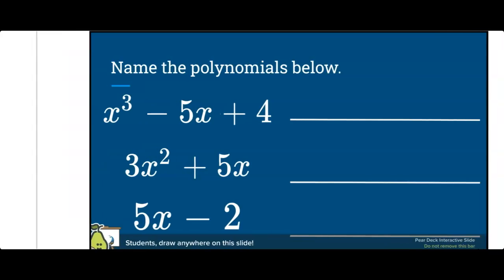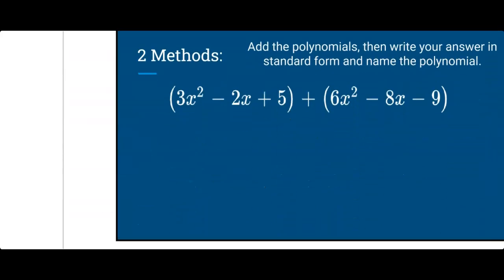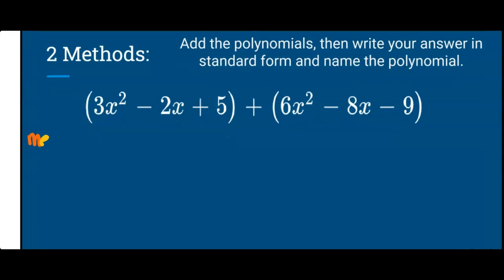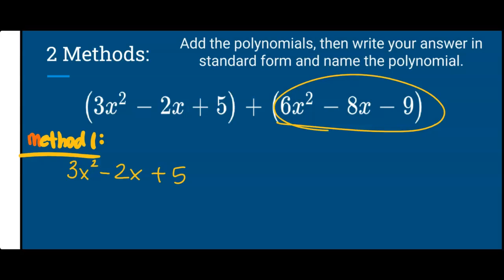So let's do an example. And I'm going to do this example in 2 methods. So the first method I'm going to do is I'm going to stack them up. So I'm going to simply stack my 2 polynomials. So I have 3x squared minus 2x plus 5. And then I'm going to just stack the second polynomial underneath it. And when I do this, I'm going to make sure to line up my like terms. So my 6x squared is going to go under the 3x squared. The negative 8x is going to go under the negative 2x. And the negative 9 is going to go under the 5.